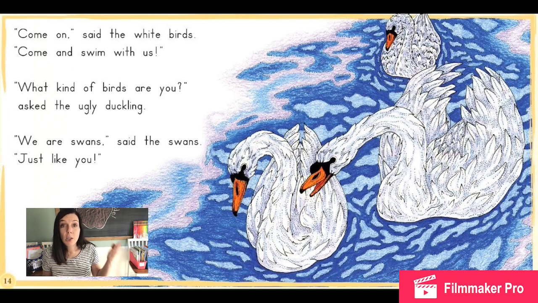So do you see how I changed my voice to make my voice sound different? So when I was talking like the other swans, I made it sound kind of like this. And when I was thinking about the ugly duckling, I made my voice kind of sound like this. I made it sound a little different. Yours might be different than mine. You might have a different idea of what the characters would sound like than I do, and that's okay.